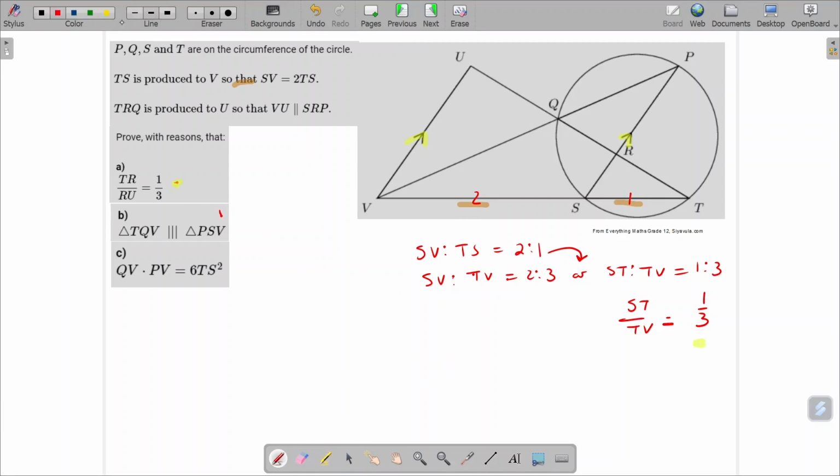So let's think this thing through. Question A, TR to RU is that line to that entire length over there. It's been cut by that parallel line. Yes, admittedly, the parallel line's marker has been written out there, but I could just as easily have written it over there. And as a result, we can see that TR over RU is going to be the same as TS over SV.